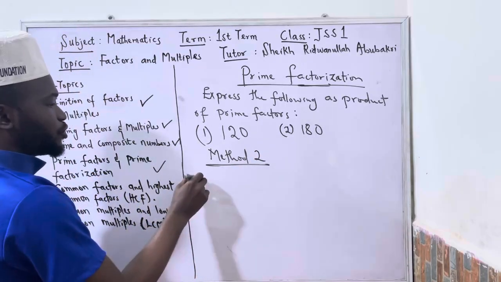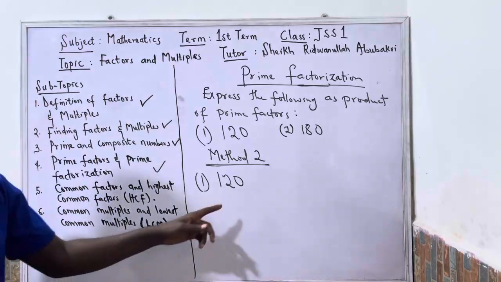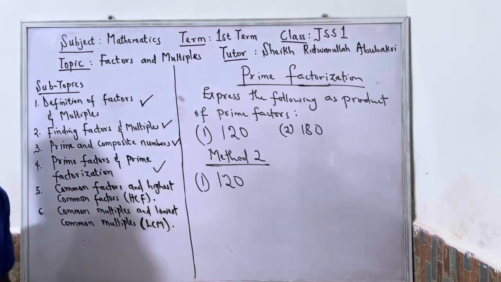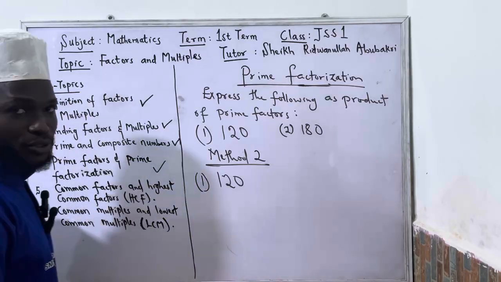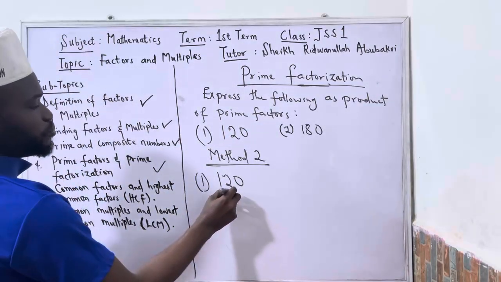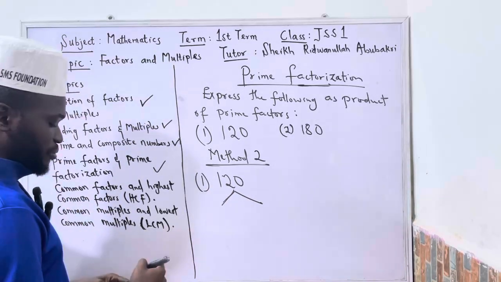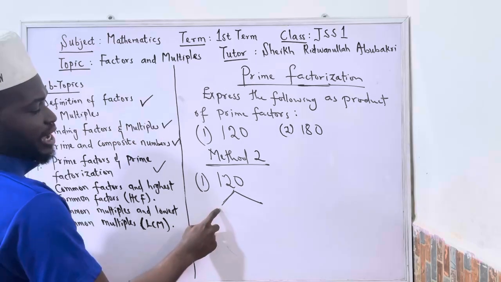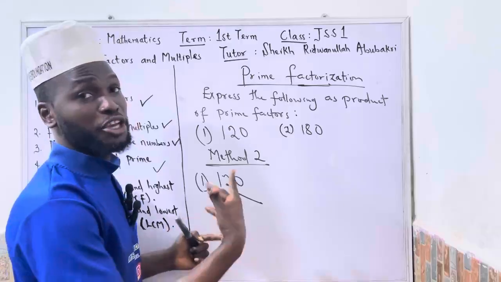All right. So I'm going to do the same 120 again. How do we do this? I will use what we call the factor tree method. All I need to do is to break this down into a product of two numbers. First, I can ensure that one of them is a prime number and the other one may not be a prime number.